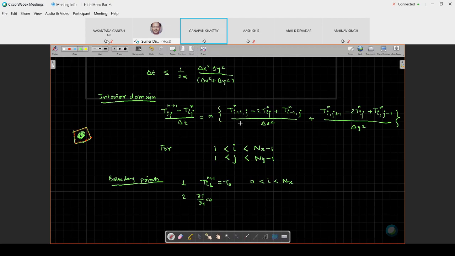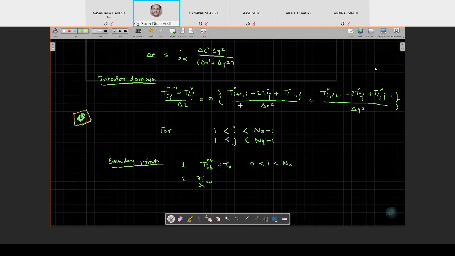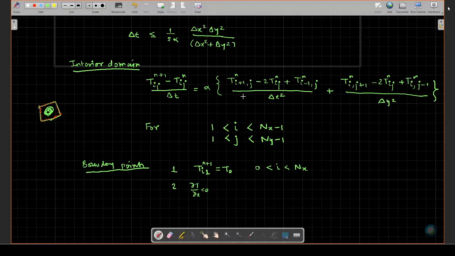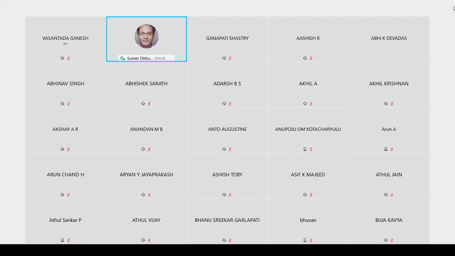Yeah, all n. All times. So that will be the next loop. But at this moment you have to run for the whole space first at the nth level.